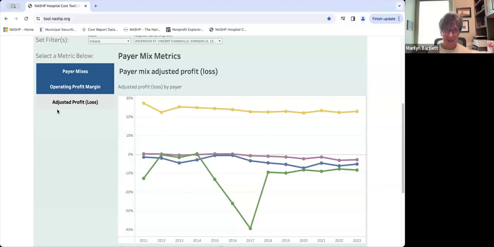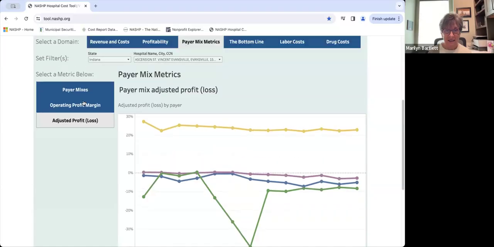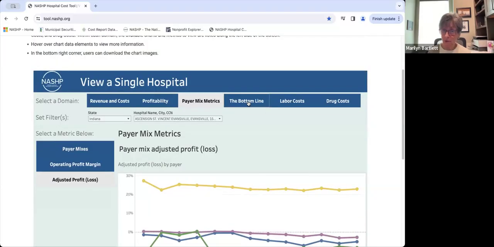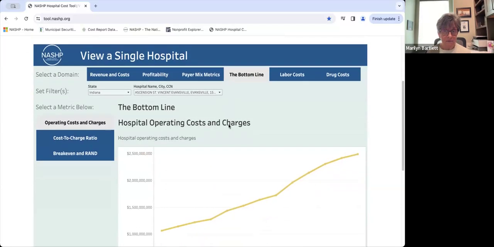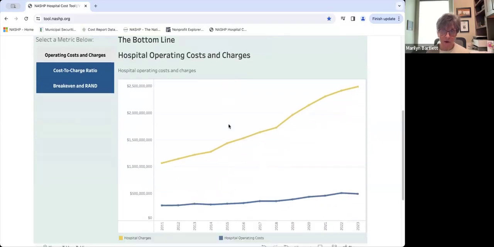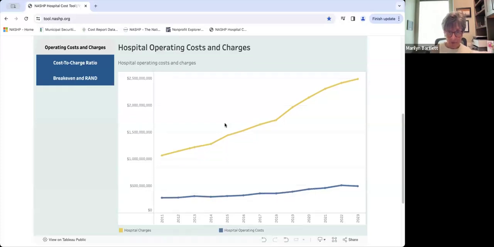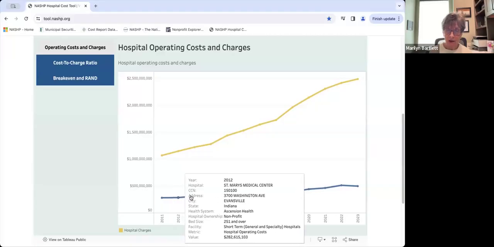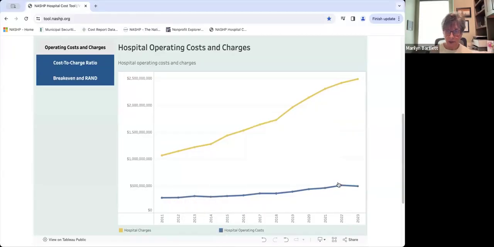Thank you. I'm going to jump now to this particular hospital because we're going to be talking about break even and RAND. And what we wanted to demonstrate is these are the hospital operating costs.